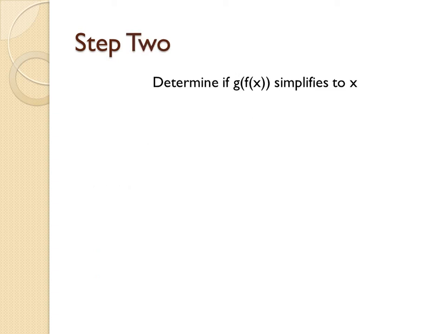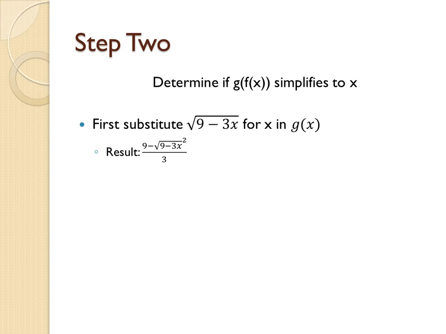For the second step, we need to determine if g composed with f is going to get the same result. So, the first thing we need to do is substitute the square root of 9 minus 3x for x in g of x. In doing so, we'll get 9 minus the square root of 9 minus 3x, squared, all over 3. Second, we need to fully simplify this expression.